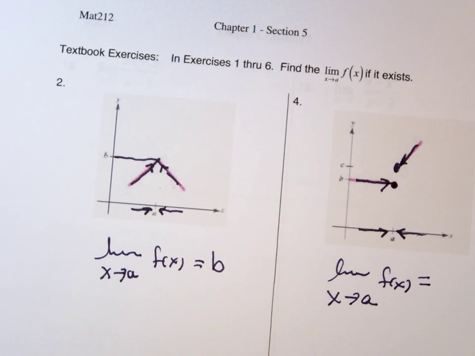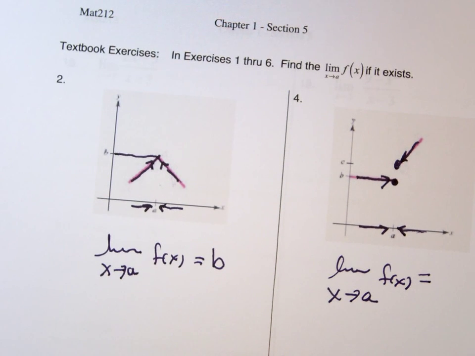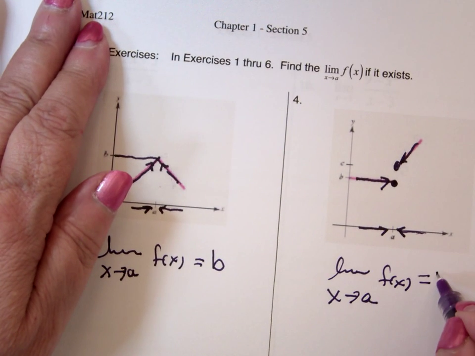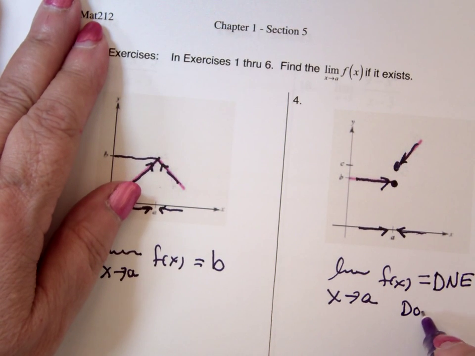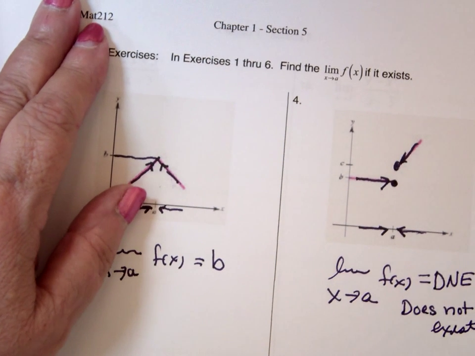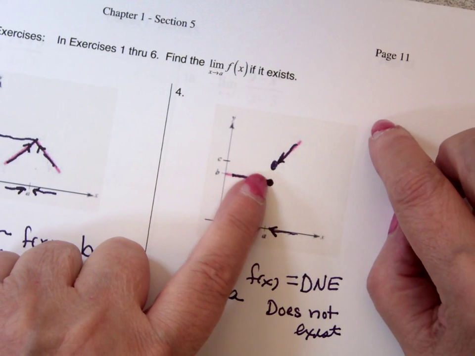They don't share the same y value. They don't share the same space. It's like Howard ended up on the beach and Harriet was up top on the cliff. The best they can do is wave their antennas at each other. They can't get even close. So we would say does not exist, which would be D N E. That's an easy way to write it. Does not exist.